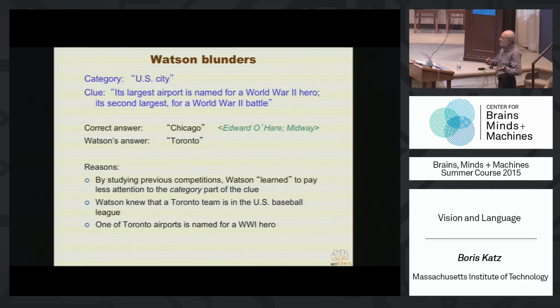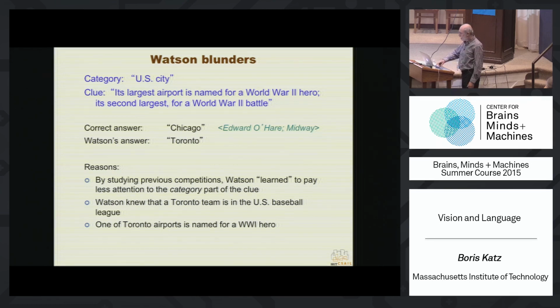Watson did machine learning, as I said, and it statistically figured out that the category part of the clue, which in this case insists it's a US city, might not be that important, so you should pay less attention to it. It also knew that Toronto has a team playing in the US baseball league, and that in fact one of Toronto's airports is named for a hero, although a World War I hero. So it put it all together and said Toronto. In any case, it won anyway because it did an amazing job answering many more questions.